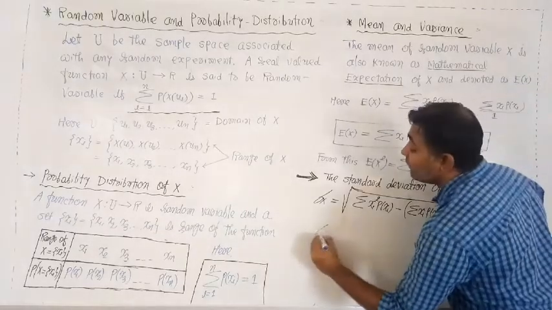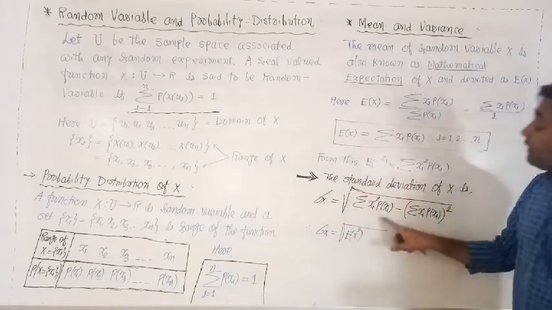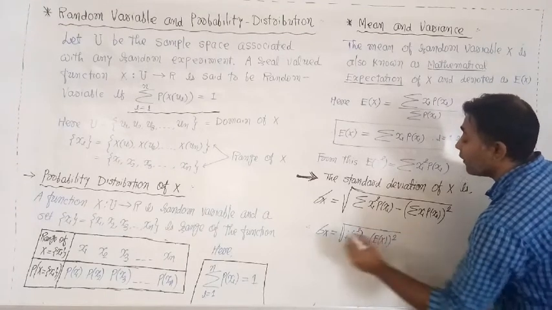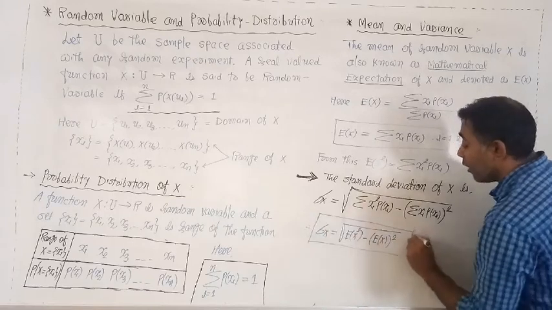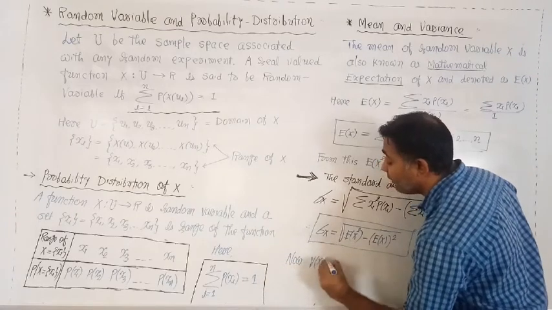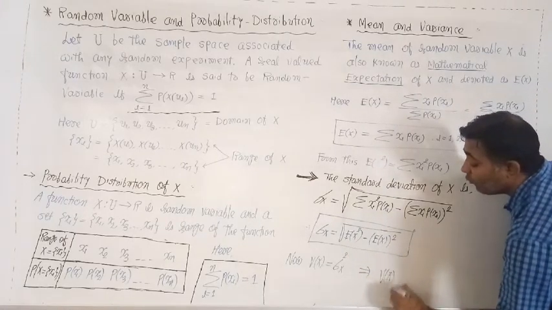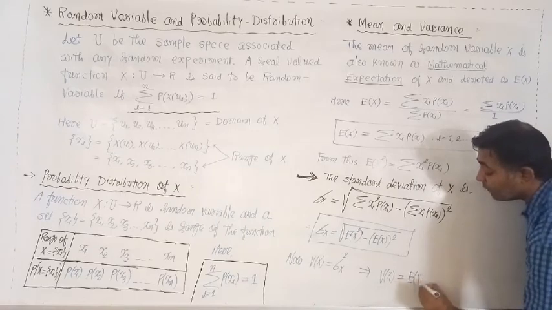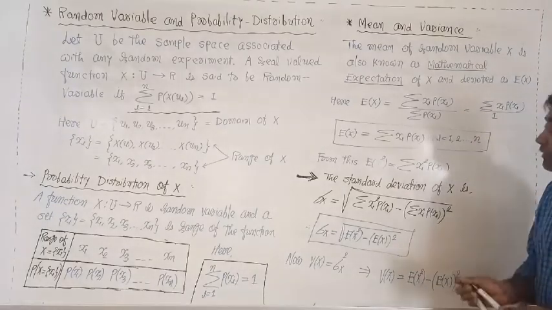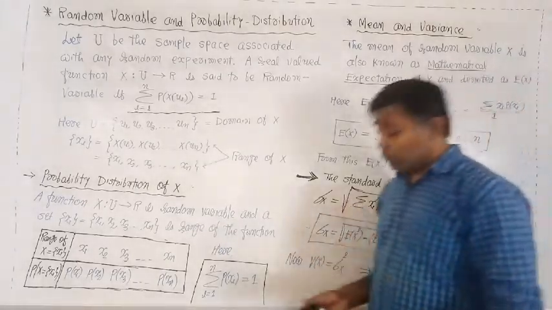So this standard deviation can be written as under root, this is nothing but the expectation of X square, see here, minus the expectation of X, whole square. So this is the standard deviation of the given random experiment. And now variance of X is nothing but sigma x square, and therefore, removing the square root, variance is E(X square) minus E(X) whole square. This result is known as the variance of the random experiment X. So this is the result.